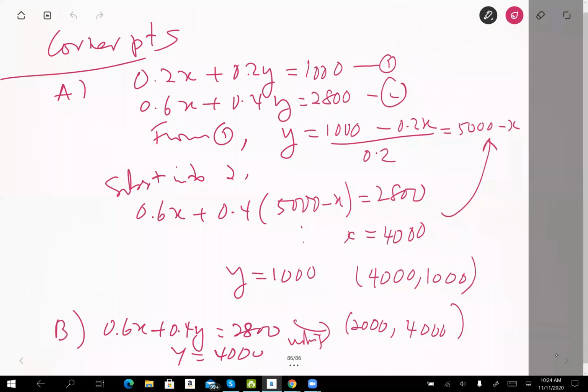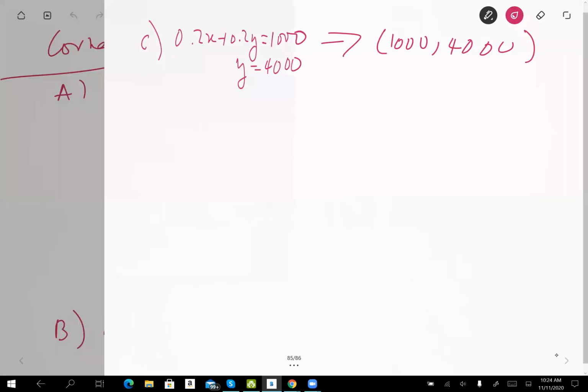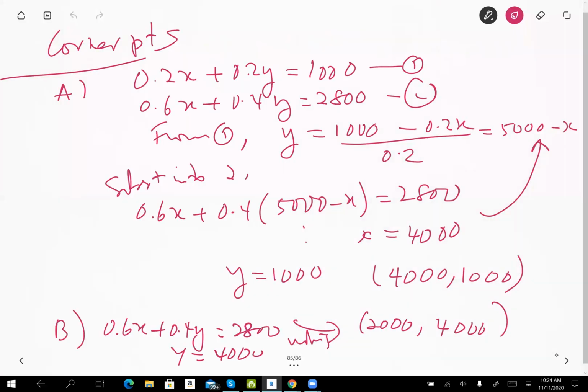And then to get point C, same thing. You have the system 0.2x plus 0.2y equal to 1,000, and then y equal to 4,000. By direct substitution, you will get (1,000, 4,000). Okay, you got this? All three corner points with the working.